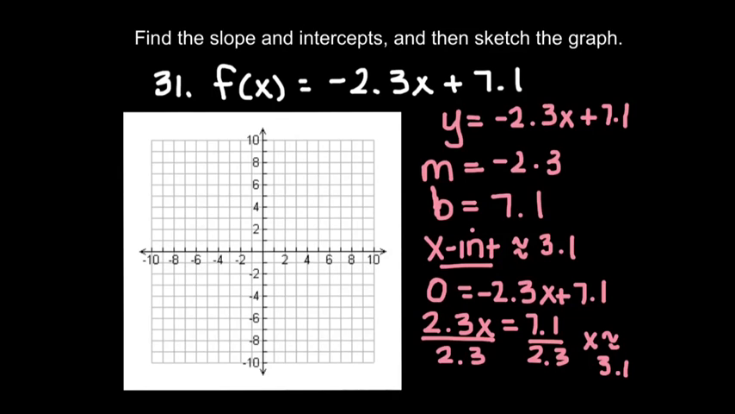Find the y-intercept on the graph, so find the number 7.1 on the y-axis. Let's see, 7.1 might be right about there, a little bit above the 7. My slope is negative 2.3, so that's the same as negative 2.3 over 1, which means my rise would be negative. I'm going down. So I would go down 2.3, so maybe something like right here, and then over 1.